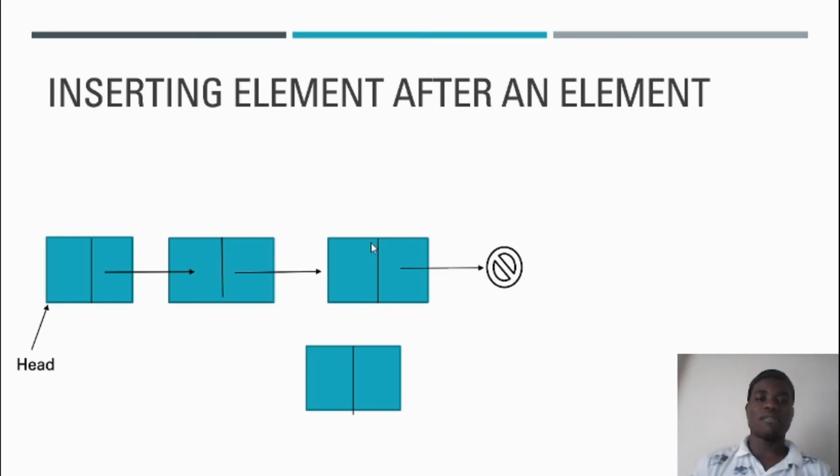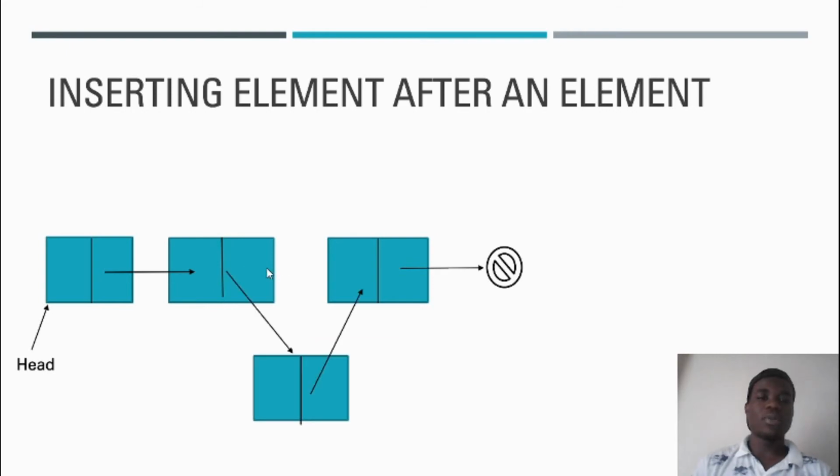So let's say we want to insert after this node, the middle one. This will be our target element. Now, that being our target element, we have to take the link of the target element and point it to the what? The new node. And then take the new node and point it to the what? The link of the previous targeted element, where it was pointing.